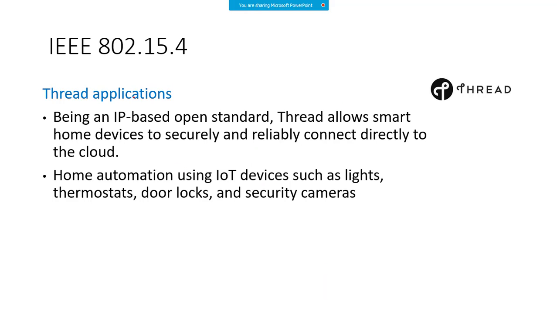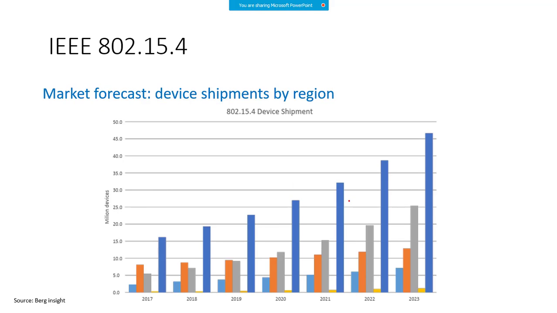These are the Thread applications. Now the most important thing you should try to understand is that it is an IP based open standard. Thread allows smart home devices to securely and reliably connect directly to the cloud. You don't require an intermediate gateway, as I have explained. Home automation using IoT devices such as lights, thermostats, door locks, and security cameras. I may show you one of the demos at my home, maybe in the next session, of how we are using this kind of products available in the market.